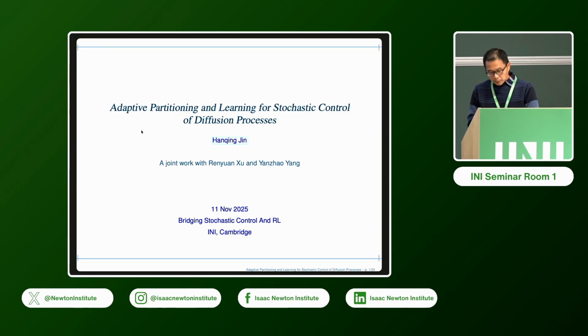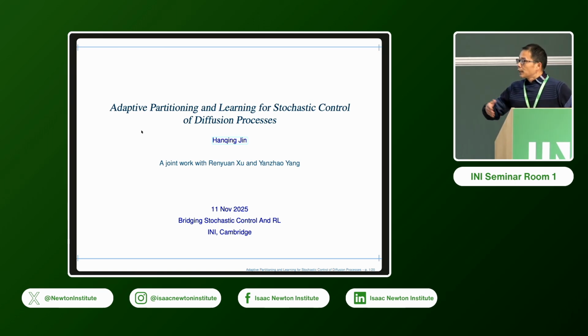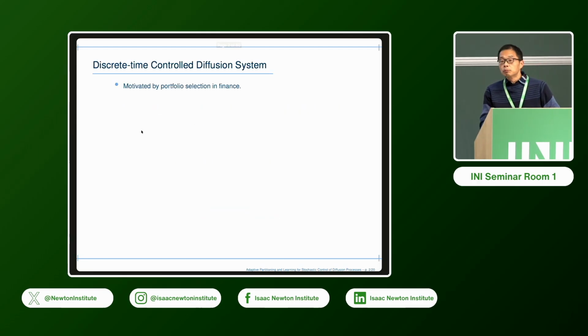So this talk stays in almost the same big framework as the previous talk by Yuxin Chen. He gave a very good explanation of the whole framework, so it will save me a lot of explaining my big ideas. Okay. So let me start from our real problem behind this work. This is motivated by portfolio selection in finance.